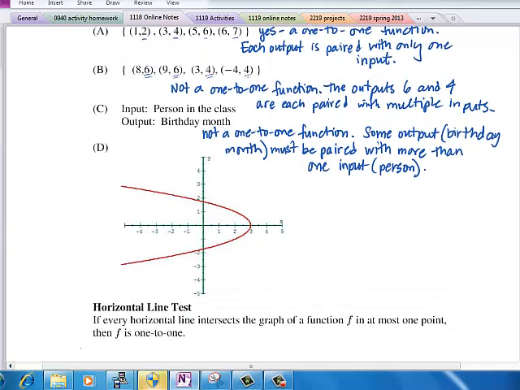All right, so D is kind of a tricky one, or maybe even I could just call it a mistake on my part. This isn't even a function. So if it's not even a function, we can't talk about it being one-to-one. So this is not a function because inputs are paired with more than one output.